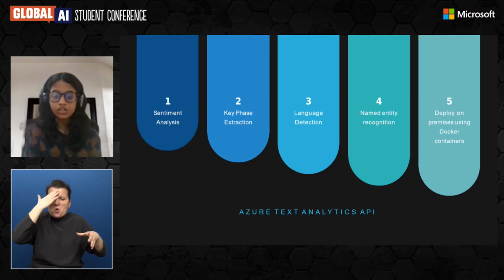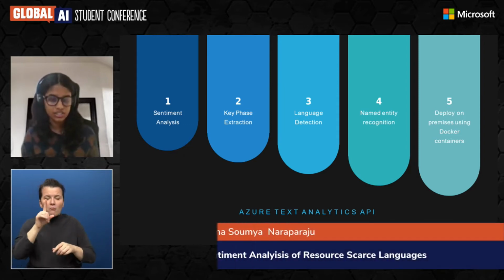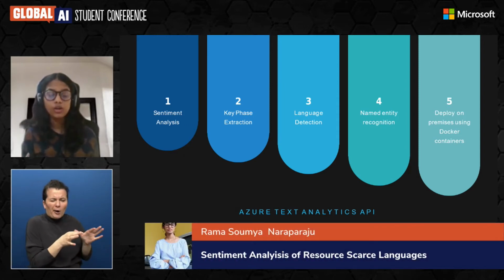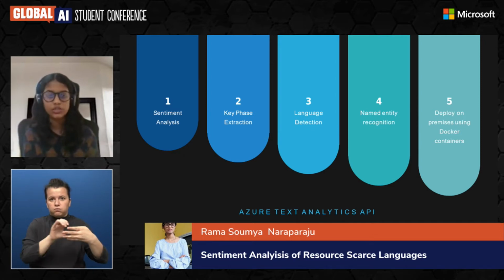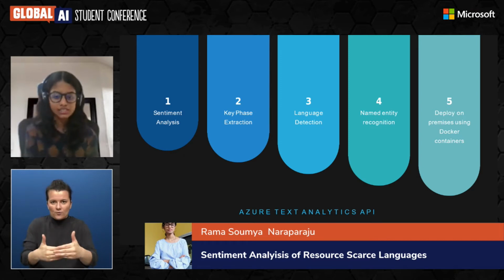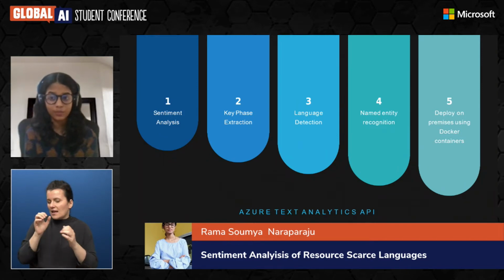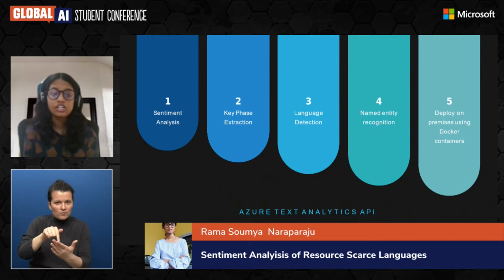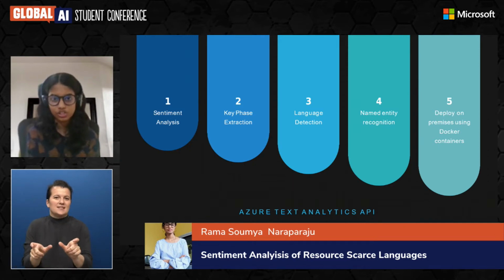Going further, I'm going to talk about how the Azure Text Analytics API works on sentiment analysis. This is how we do it with code and how we generally do sentiment analysis when you want to do it from scratch. So the Azure Text Analytics API offers five services: sentiment analysis, key phrase extraction, language detection, named entity recognition, and deployment on premises using a Docker container.